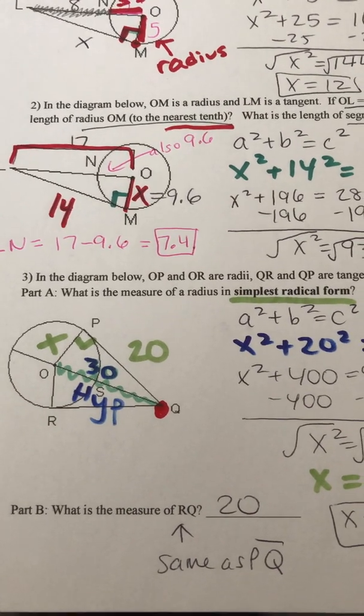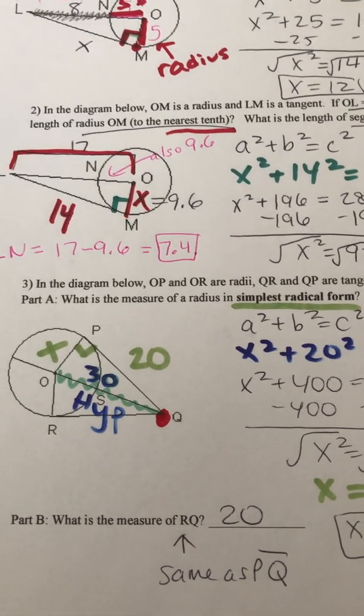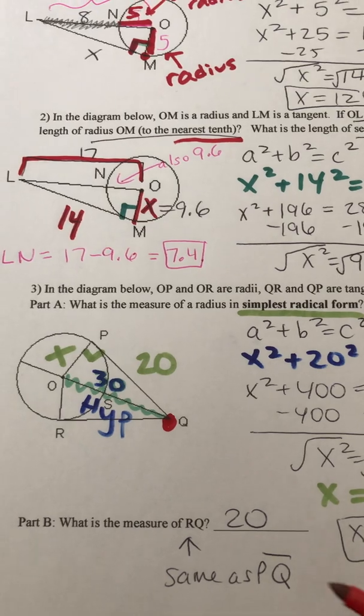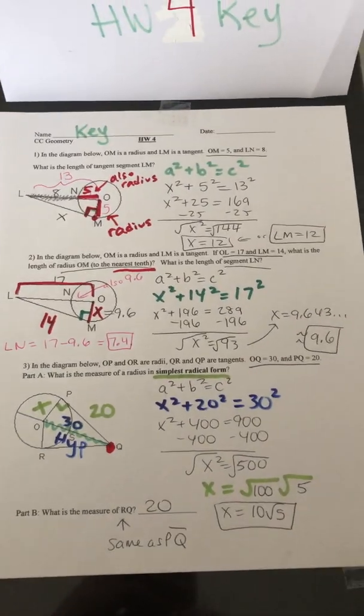Well, that's just a duplicate. The tangents are equal. We learned that, looked like a party hat in some of the lessons. Those two lengths are the same, the 20. Okay, that's page 1 for you.